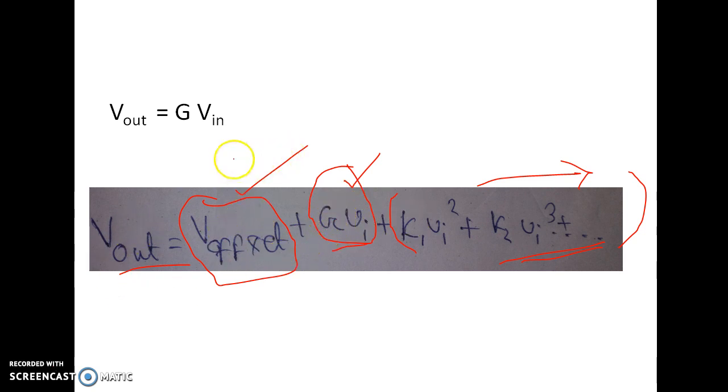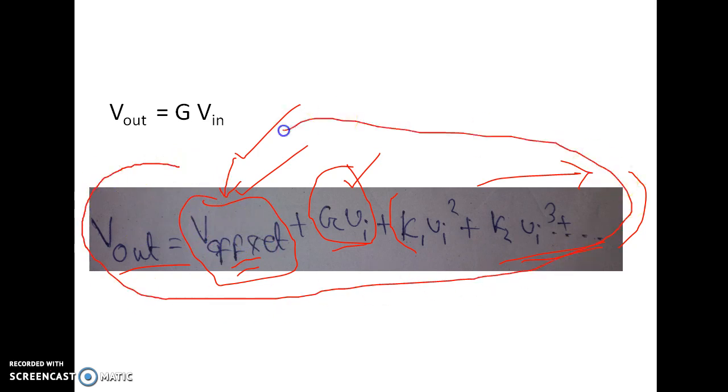And what is V offset? This is one voltage which is independent of input voltage. It is constant for a particular temperature, but as temperature varies this voltage may vary. This is the offset voltage for the amplifier. Like for every electrical instrument there is some offset voltage. This can act like noise. For different temperatures the value may be different, so this is the offset voltage. So the general expression for the output voltage for a non-linear amplifier is V output equals V offset plus G into Vi plus K1 into Vi square plus K2 into Vi cube plus so on.